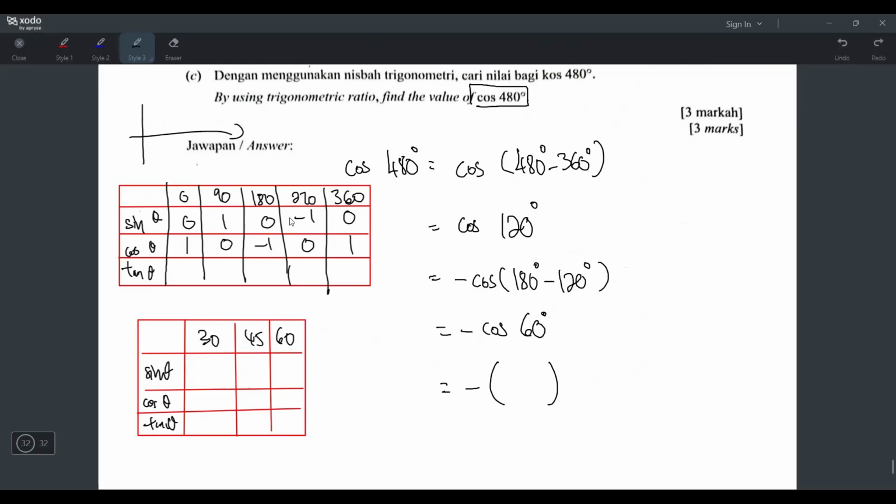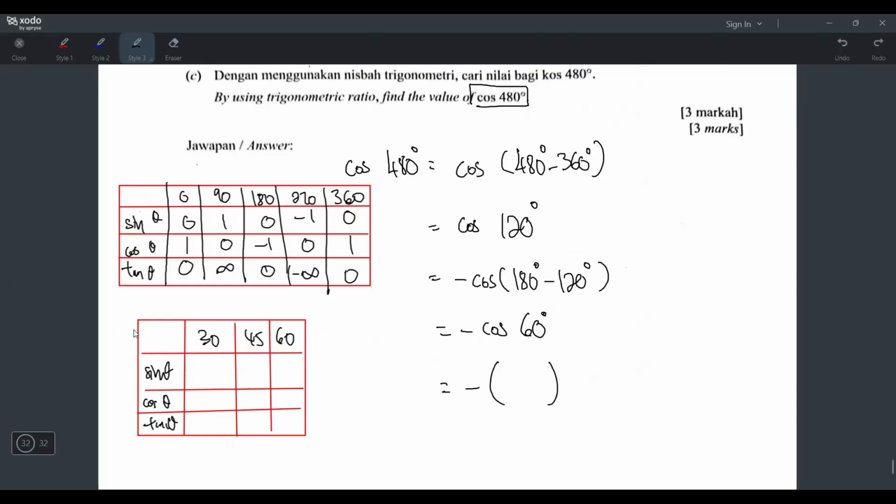Okay, for tangent, tangent 0 is 0. Tangent 180 also 0. Tangent 360 also 0. Tangent 90 will be math error, so infinity. Tangent 270 is also math error, so it's negative infinity. Okay, for 30, 45, 60, this is another table. This one also I ask students to memorize a lot. In Maths also you need to memorize. In Addmaths also you need to memorize. Even if you don't take Addmaths, you also need to memorize this.